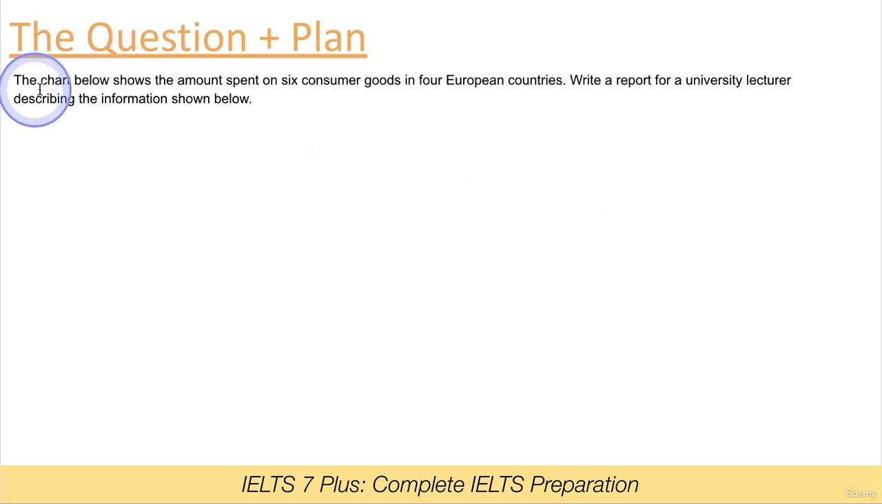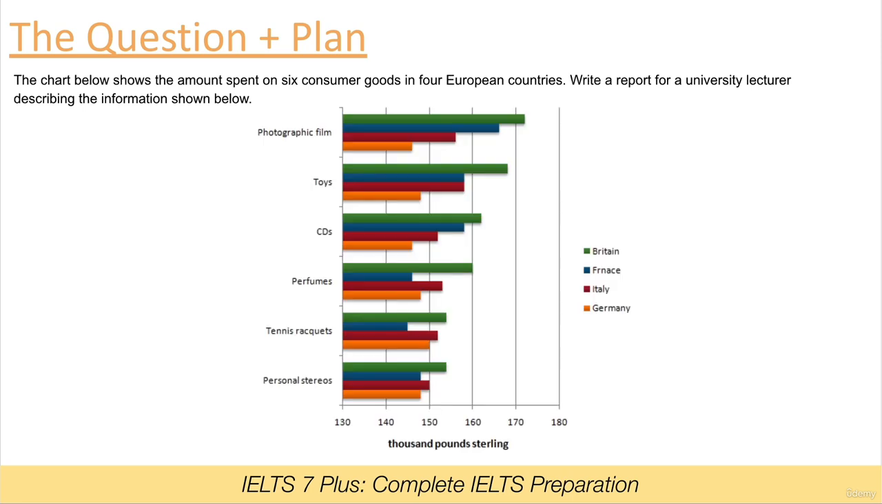Okay, so the chart below shows the amount spent on 6 consumer goods. So we're thinking about 6 different products, maybe, in 4 European countries. Okay. And we need to write a report for a lecturer describing the information below. So we will report back on the information. We will make comparisons where relevant and compare and contrast as well. Brilliant. Well, let's have a look at the graph itself then.